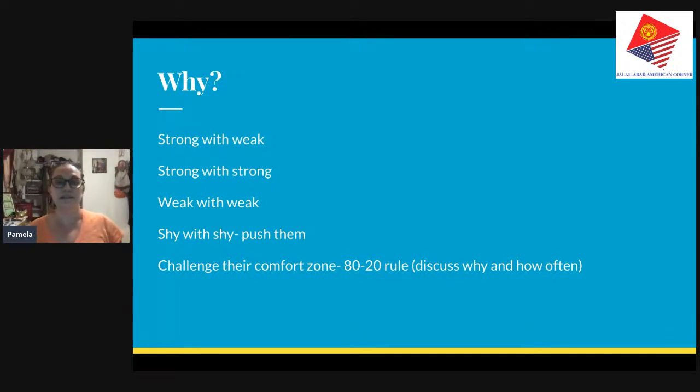The comfort zone is what we're talking about, pushing them and challenging them. So you want them to be 80% comfortable and 20% out of their comfort zone. If you push them too much out of the comfort zone, like you say, okay, well, why don't we have the shyest person in the class come and give a presentation tomorrow in front of the whole class? And it has to be 20 minutes long. That's way out of the comfort zone, right?